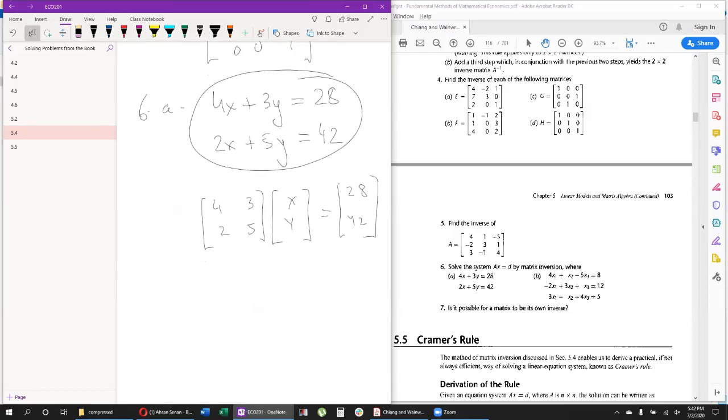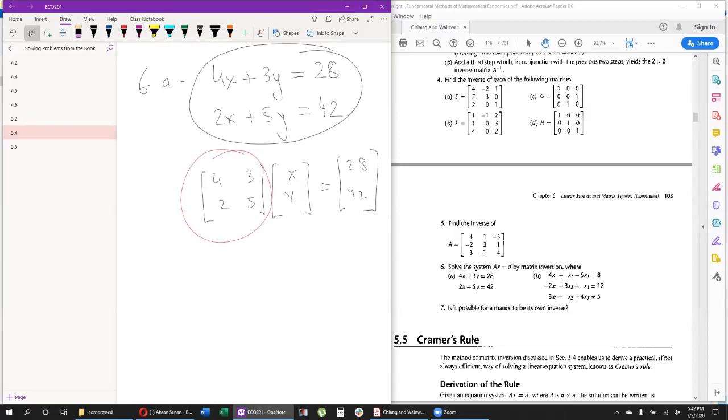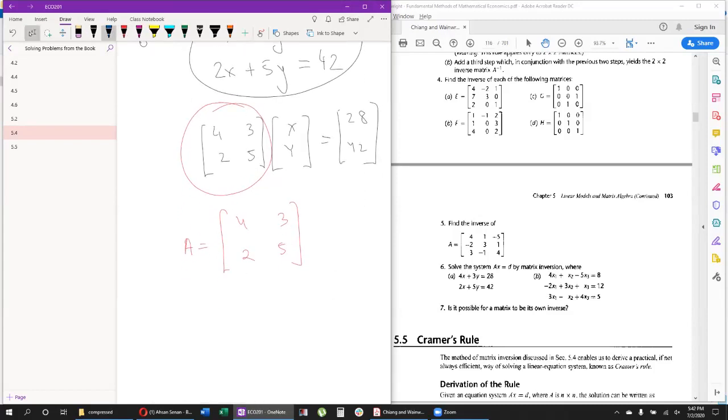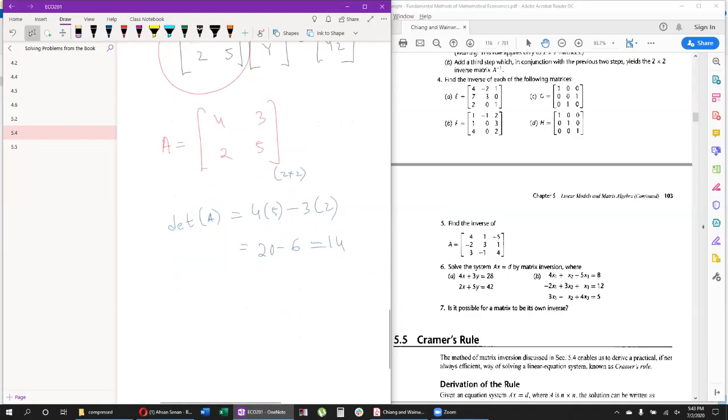So what we need is to find an inverse for this. Okay, so let's do that. Let's call this matrix A, 4, 3, 2, 5. You guys know how to find an inverse. So step 1, squareness. It is a 2 by 2 matrix, so it is square. Let's calculate determinant, which is 4 times 5 minus 3 times 2. 20 minus 6 is 14. That's not equal to 0, so A is non-singular.